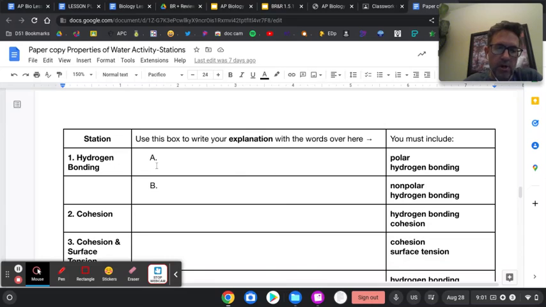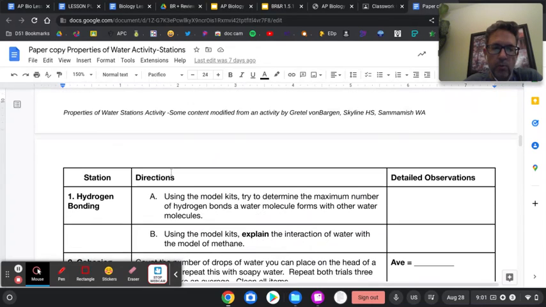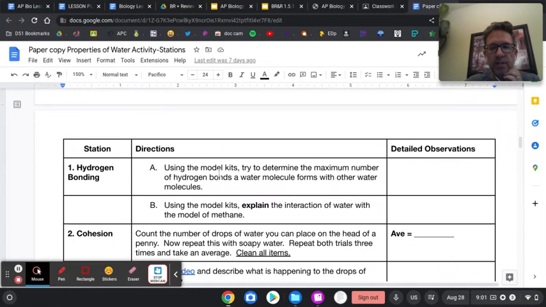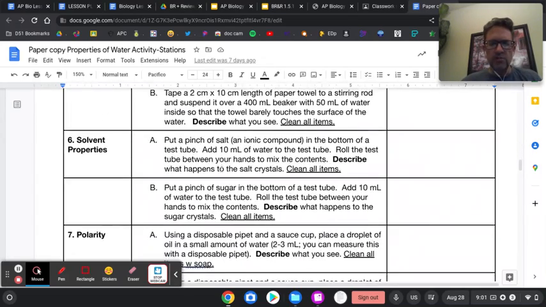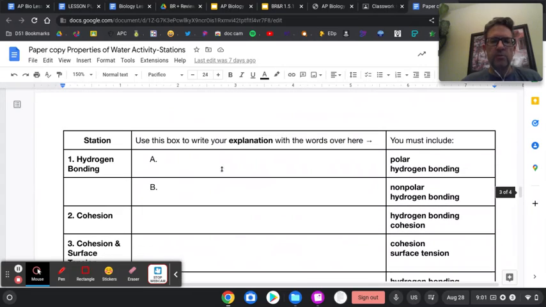So station number 1, part A, this is the one where we were building a molecule with the kits, a molecule of water and a molecule of methane. So if I come down here and I'm supposed to explain what I observed, and I have to use these two words, at least those two words, I might say something like, because water molecules are polar, that enables them to form hydrogen bonds with other water molecules.